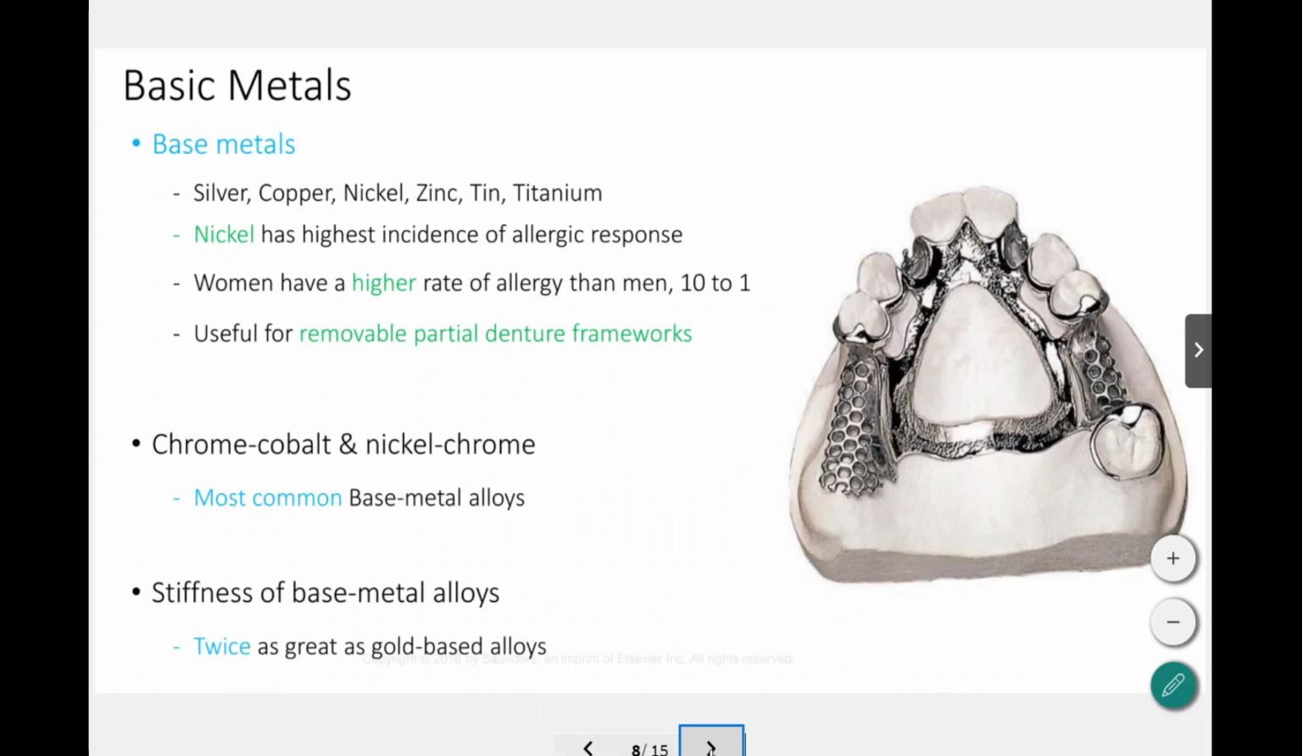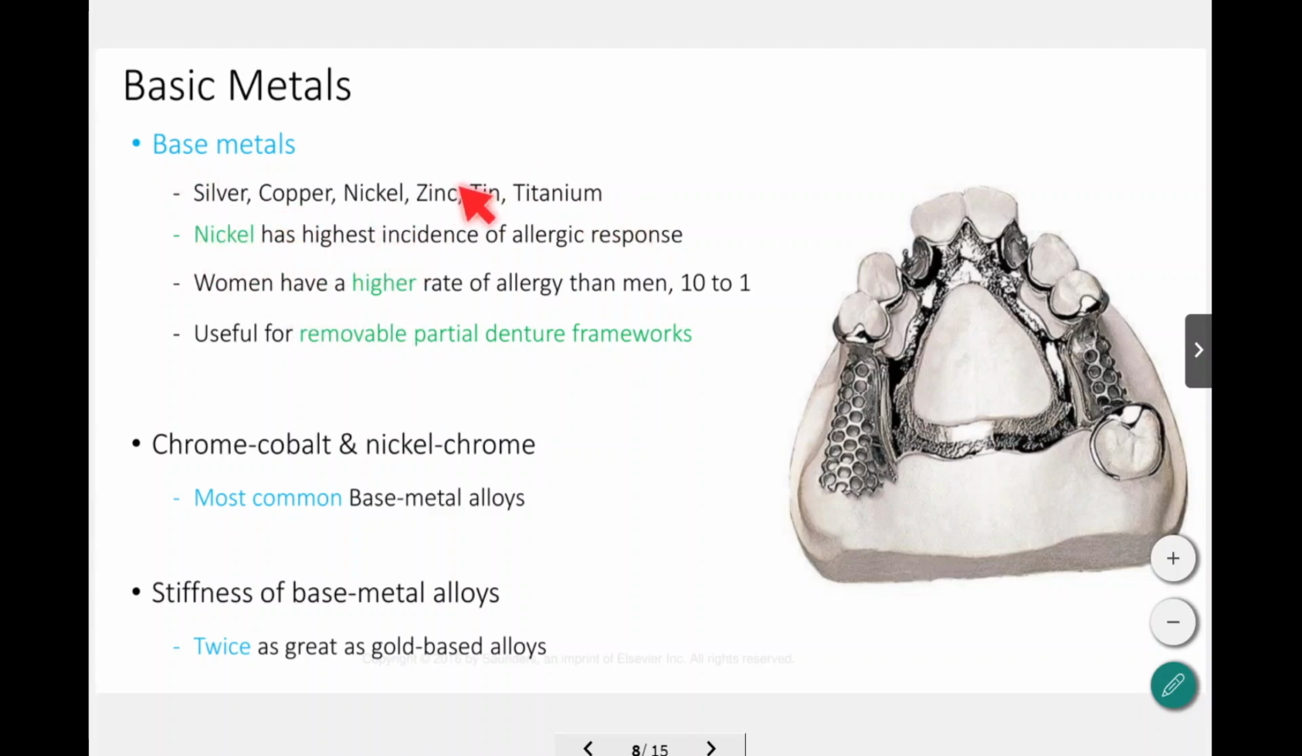Okay, now we talked about the noble metals, and now we're going to talk about the basic metals or the base metals. These are the base metals that we have, and there are other ones, other than the ones that we mentioned as noble. Almost all of the other ones are considered as base metals. So silver, copper, nickel, zinc, tin, and titanium also.